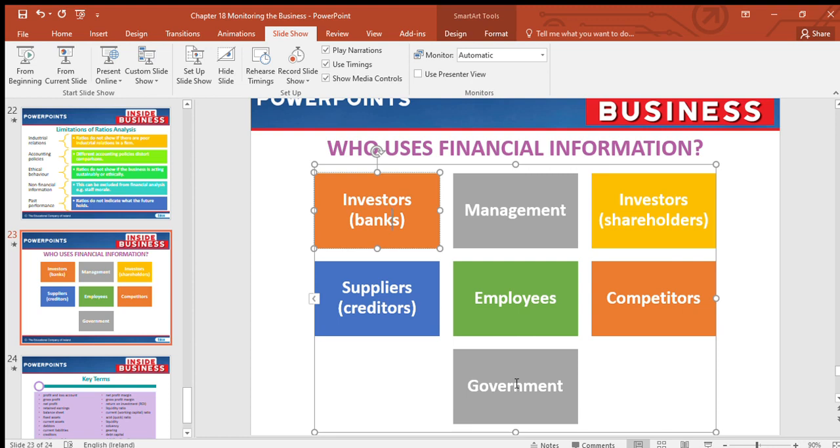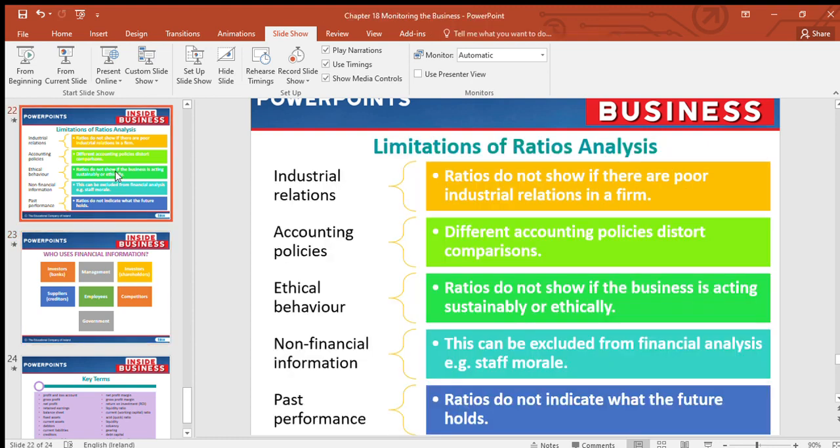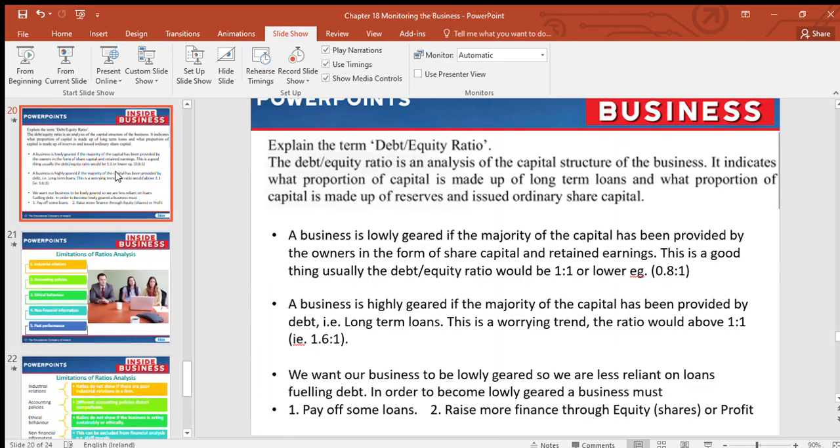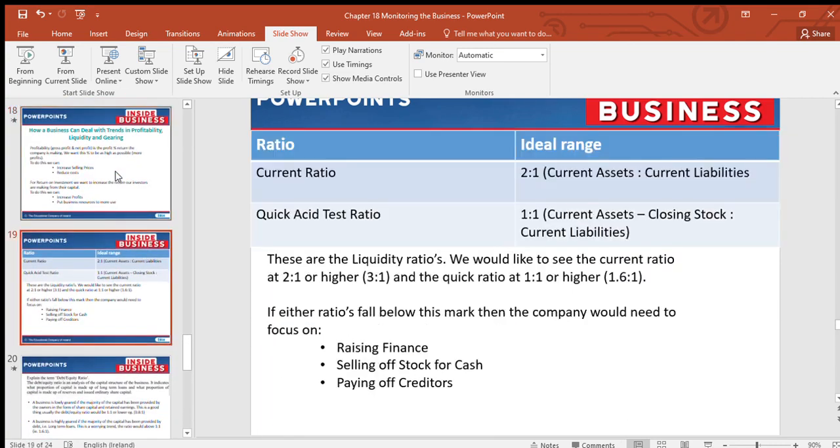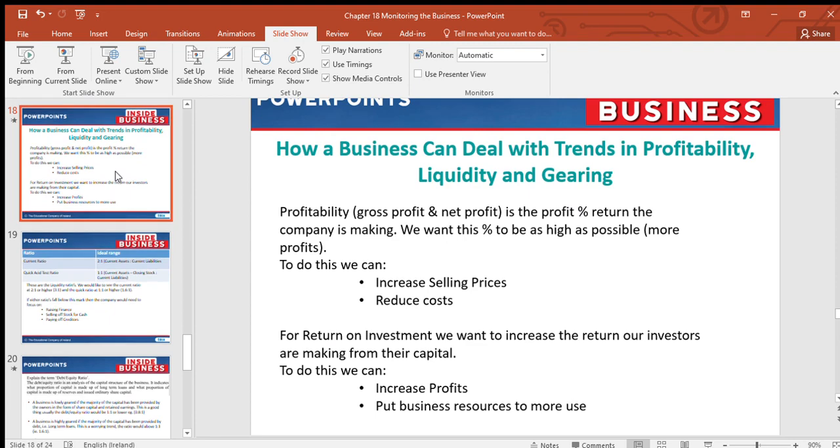So that's the end of that chapter, monitoring the business. I'm going to get you to take down that slide here. This one for limitations, that's a common question to come up. And these three here are important for explaining our financial performance.